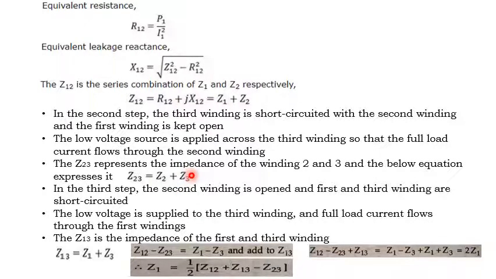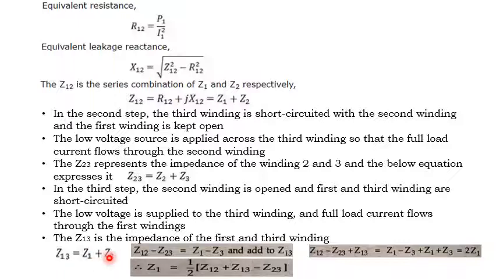And next step, the second winding is kept open, and the first and third windings are short circuited. Again, low voltage is supplied to the third winding and full load current flows through the first winding. Then what about the impedance? If you short circuit the first and third winding, that impedance is represented as Z13, the impedance of the first and third winding. Again, these two winding impedances are in series combination, so I can represent Z13 equals Z1 plus Z3.